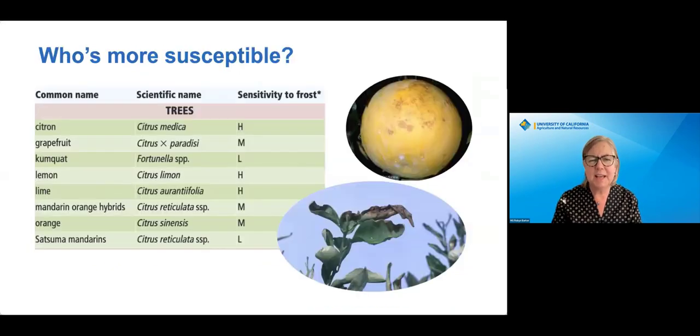So who's more susceptible? Different types of citrus, as I said, vary in cold hardiness. The table over here shows a few varieties and their susceptibility. Those with an H have high susceptibility, those with an L have a low susceptibility, and those, of course, with an M are in the middle. So you can see mandarins and kumquats are the most cold hardy varieties of citrus trees.